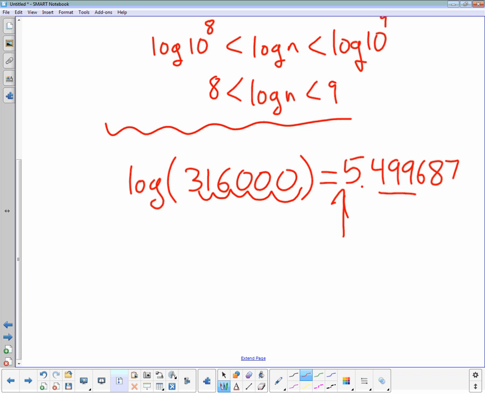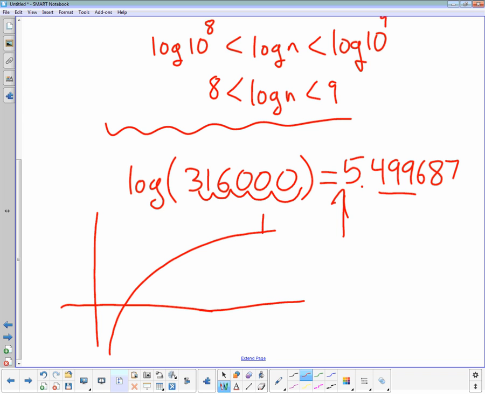If we look at the graph of a log, and we look at where 3 is, sorry, where 10 is, we would be there. But correct this. No, I've got my axes.